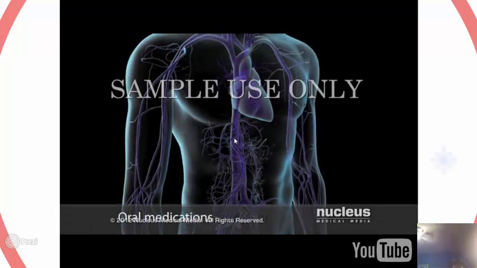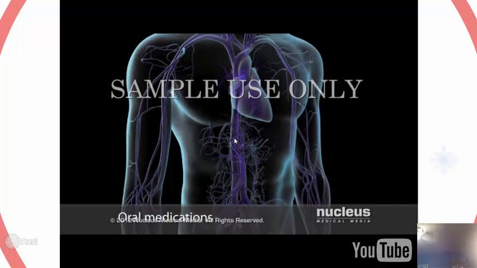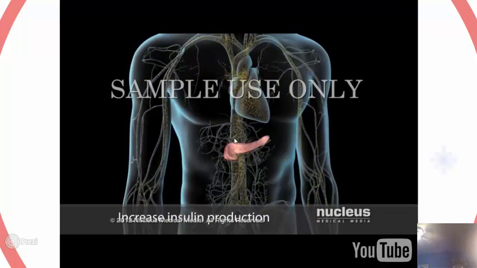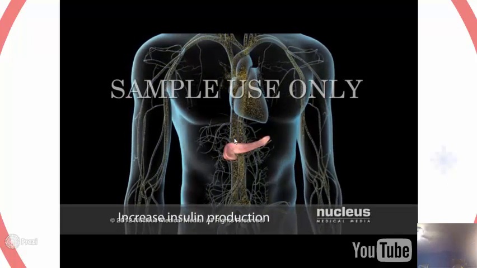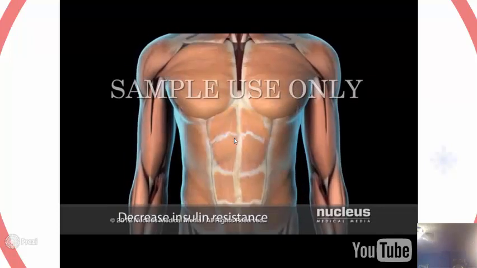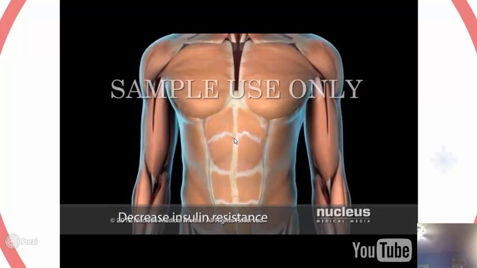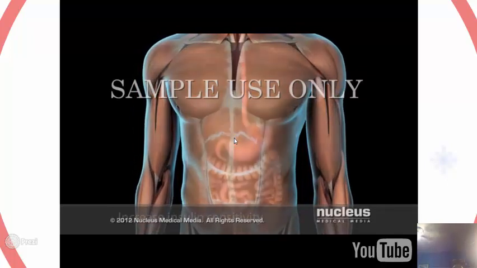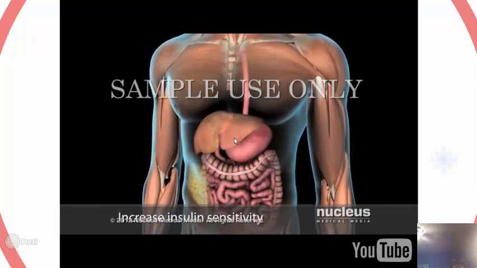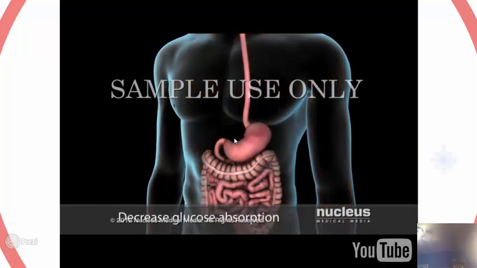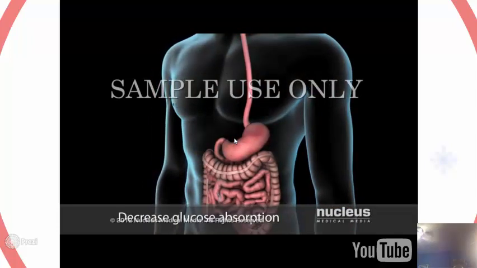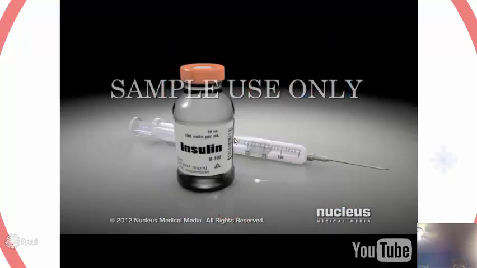You may need to take one or more diabetic medications to help lower blood glucose. Some of these medications increase insulin production in your pancreas. Others decrease insulin resistance in your skeletal muscles. Some treatments increase insulin sensitivity in certain tissues. Others promote a slight decrease in absorption of glucose in your digestive system.